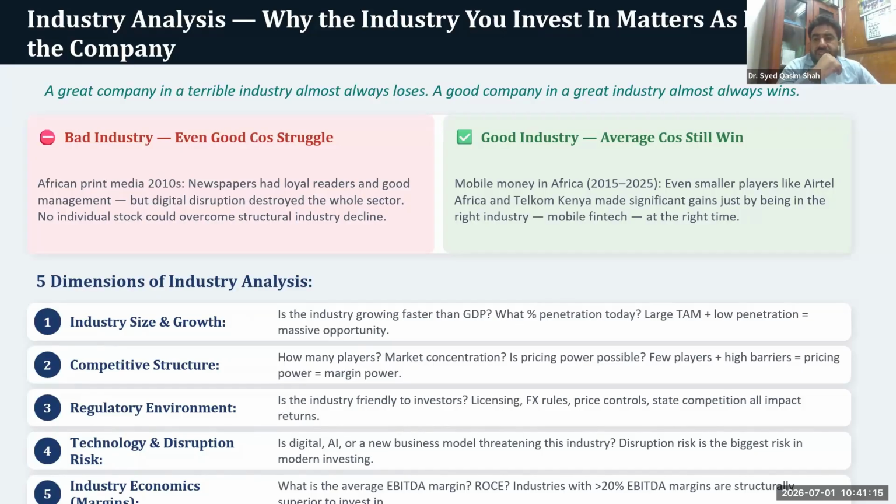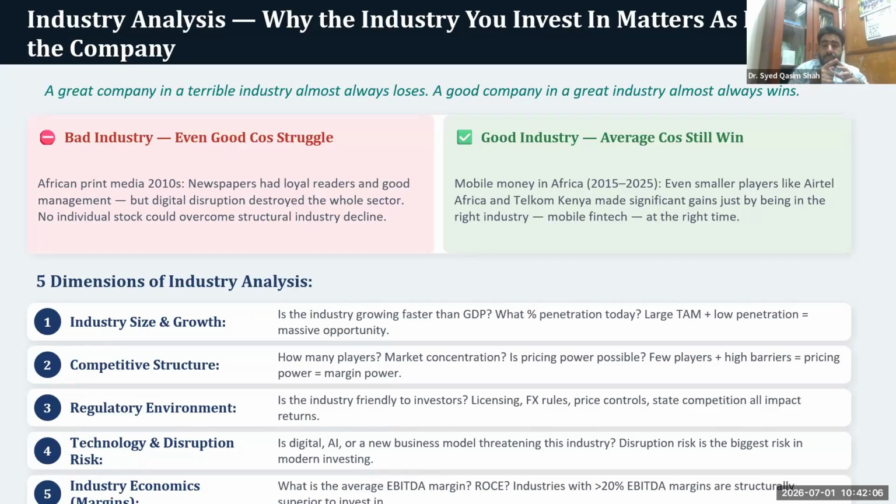The example of a good industry: even if a firm is not doing well, since its business is in a good industry, they are earning. Let's say mobile money in Africa between 2015 and 2020. You will see mobile-money-based EMIs like M-Pesa, which are not that big companies, but have a good reputation. Since the mobile industry is growing, even small players like Airtel Africa and Telkom Kenya made significant gains just by being in the right industry, mobile fintech, at the very right time.